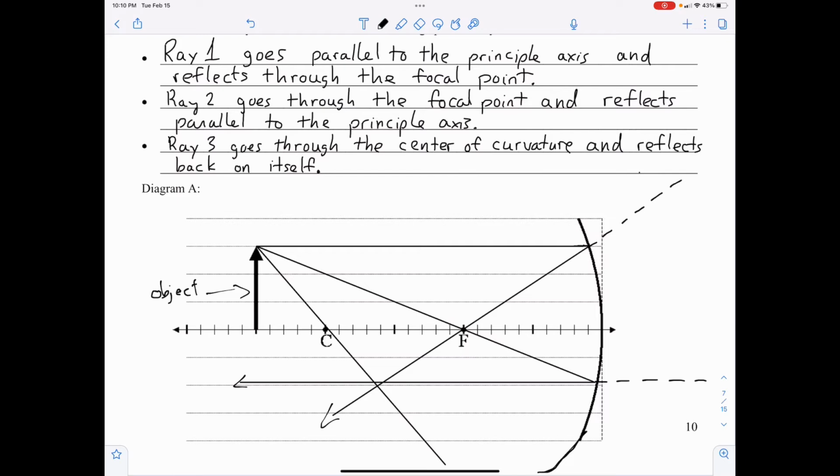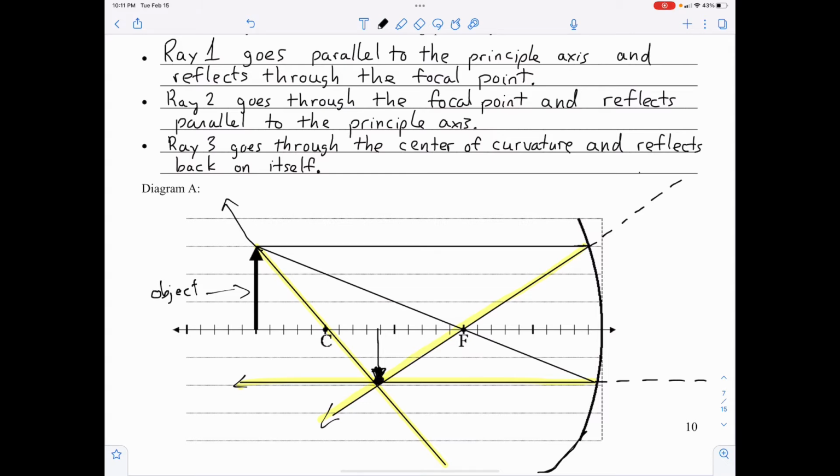It would reflect off that curvature of the mirror, and it would come all the way back up, just like this. Notice how it's meeting at the exact same spot. So this reflecting ray, that reflecting ray, and even that reflecting ray are all meeting at that same spot. That represents the tip of the image. And I would draw the image as, in this case, an inverted arrow.